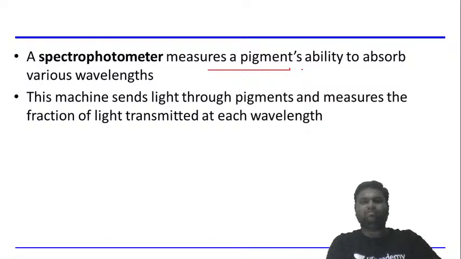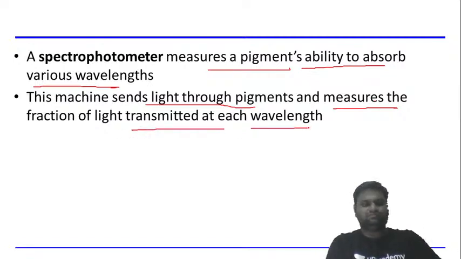A spectrophotometer measures a pigment's ability to absorb various wavelengths. The machine sends light through pigments and measures the fraction of light transmitted at each wavelength.